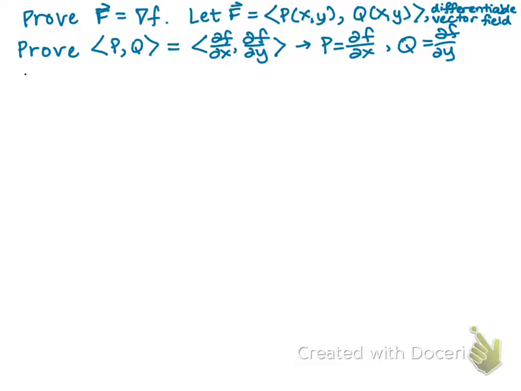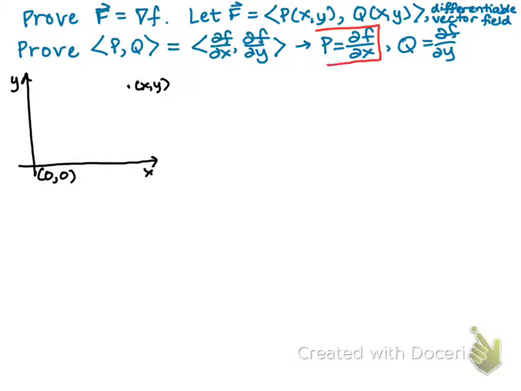Okay, so I'm going to draw that picture again. And I've proved that this is path independent, so I can pick any path I want now to go from 0, 0 to xy. I'm just going to start with P equals partial f partial x first. The proof for Q is analogous. I'll just do that quickly after this one.